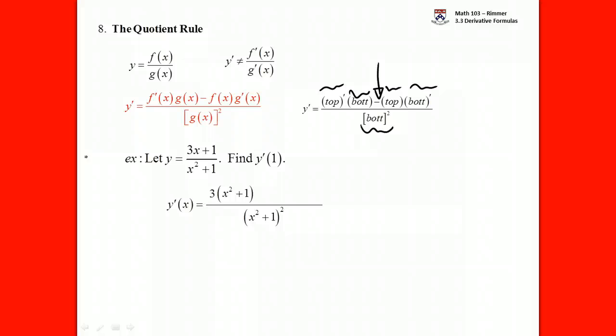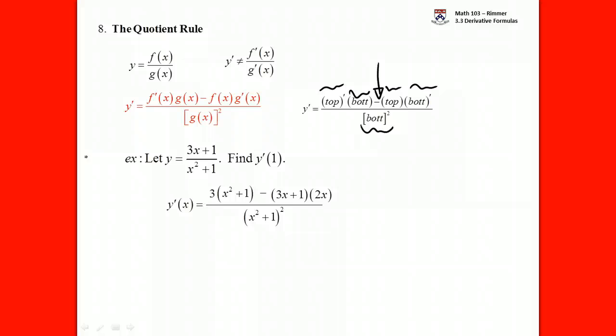The numerator is like an mx plus b. Its derivative is m. 3x plus 1 has 3 as its derivative. But then I put a minus sign and I reverse that process where I leave the numerator alone and I multiply it by the derivative of the denominator. Which is what? 2x. Very good.